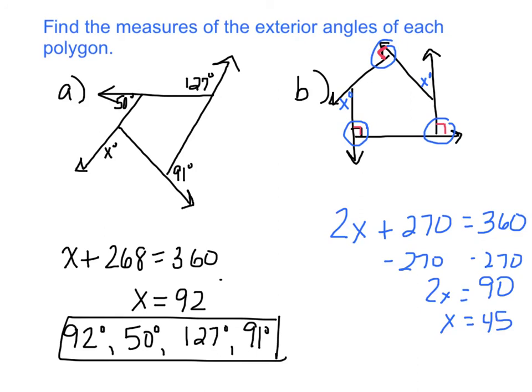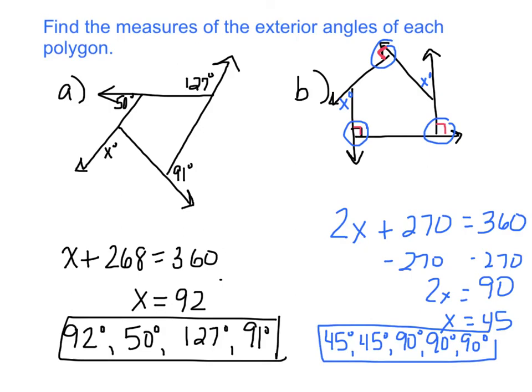So I know that two of my angles are x, so two of my angles are going to be 45 degrees. 45 degrees, and my last three angles are all 90, because those are already given to us. So those are all of my exterior angles.